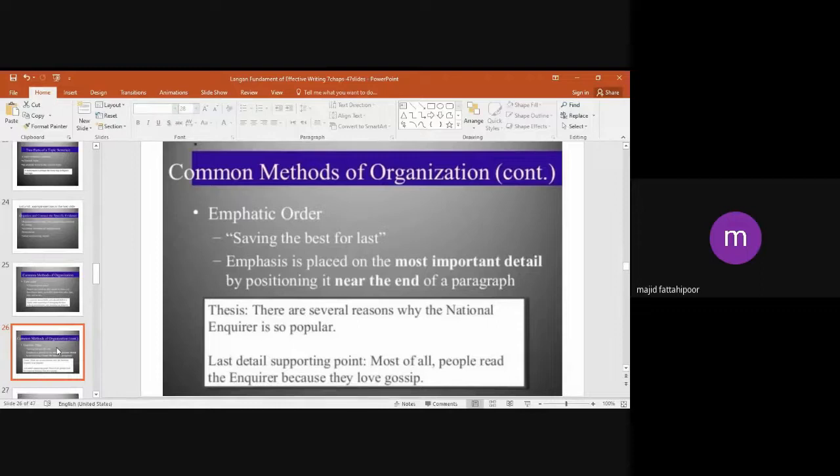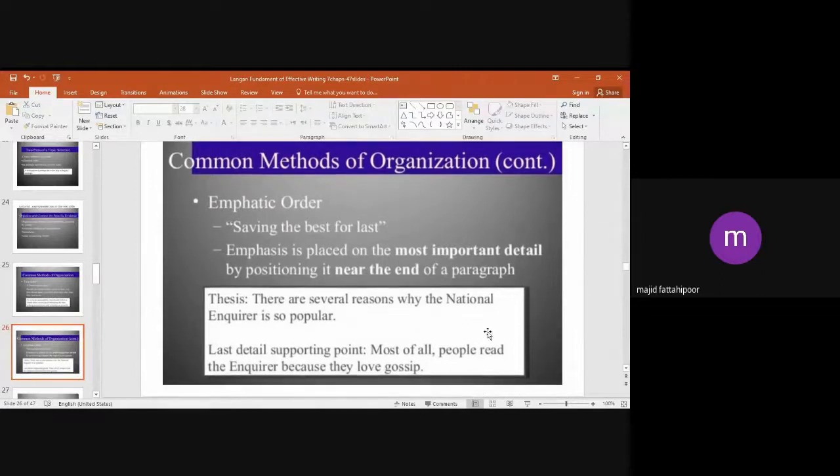Why near the end of the paragraph? Why do you think that in emphatic order you'd better put the emphasis near the end of the paragraph, not at the beginning of the paragraph? Why not at the beginning? There is a reason for that, huh? You can think about it and write it for me in the chat box.